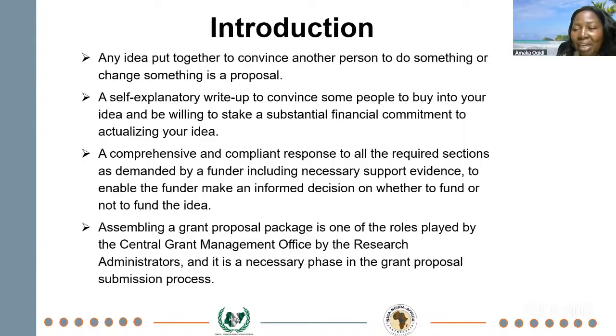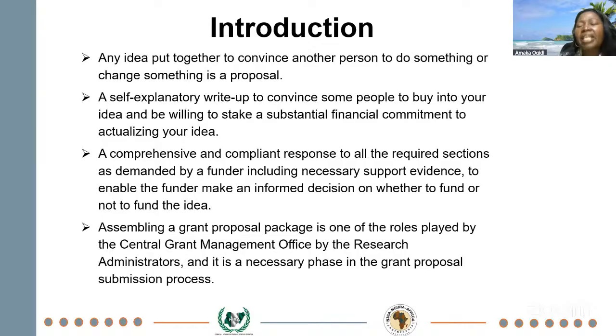Not just assembling a proposal package, but assembling a complete one that is able to answer all the questions they said they need you to answer. So we said actually doing this is the duty of research administrators, that their major role is to help the investigators, the scientists, in doing this.